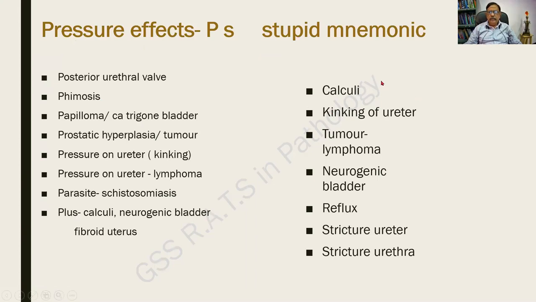Look at this one on my right. These are the causes for an obstruction. It can be because of a calculus, kinking of the ureter, that is, some other structure runs over it. It can be a tumor such as a lymphoma, neurogenic bladder. The bladder loses its neural stimulus as a result of which it does not respond to contraction. And sometimes there is a condition called reflux. We'll be seeing it. A stricture of the ureter, urethra, etc.